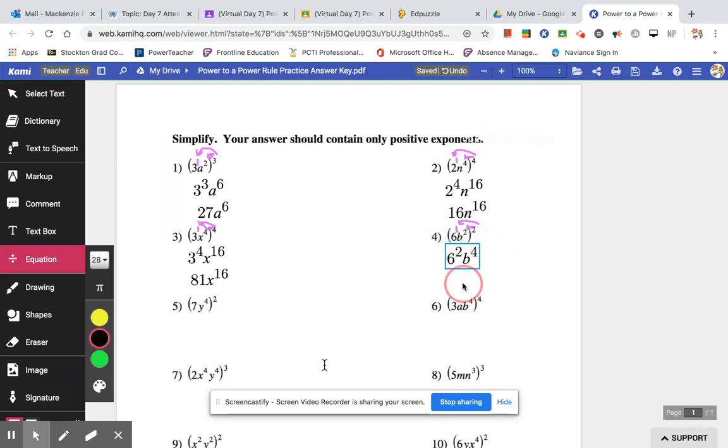And then again, this is not going to be 12, because remember we talked about exponents is not the same thing as multiplying. So 6 squared is actually going to be 36, because it's 6 times 6, b to the 4th.